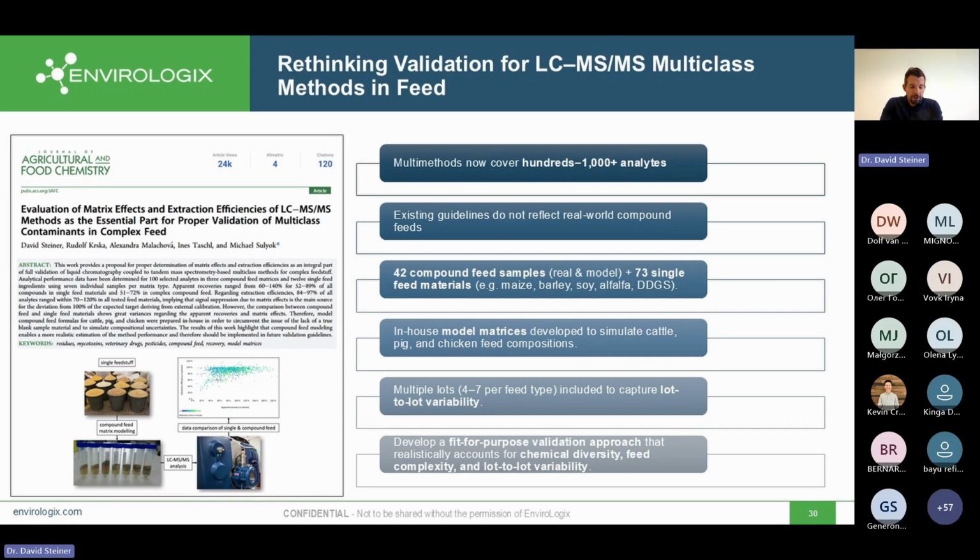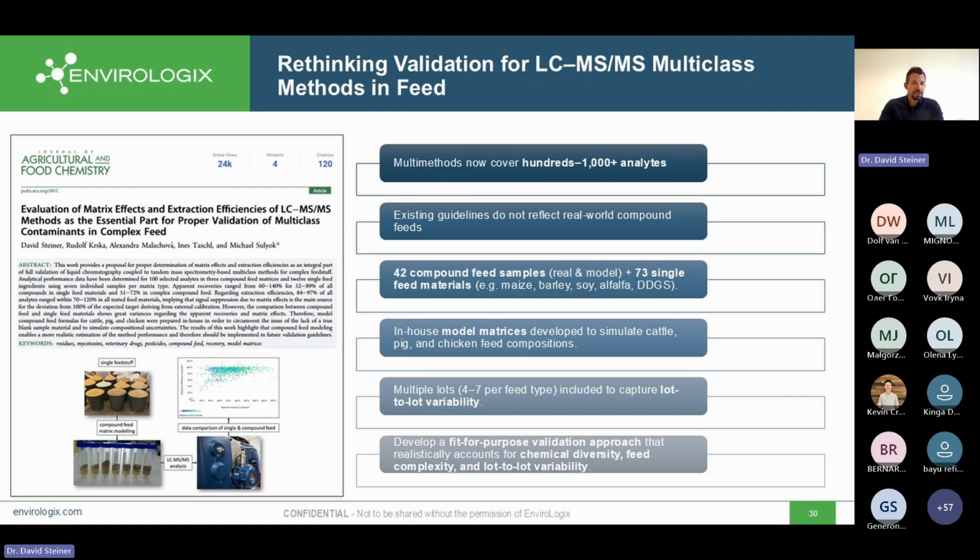And up to this point, we have looked at extraction and how to minimize matrix effects. But for reliable mycotoxin control, I would say this is only half of the story. The other cornerstone is the validation of these kinds of big methods. Traditional validation schemes were actually developed for single analyte methods in relatively, I would say, simple matrices. So when we move to multi-class, multi-toxin methods in feed analysis, the situation becomes more and more complicated.